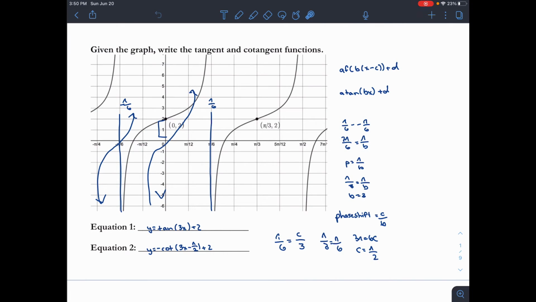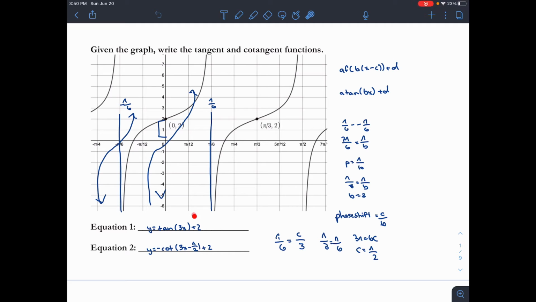And then the 2, what we did was that this is the y-intercept. So usually the parent function would, as you can see, have the y-intercept at 0, 0, but in here it's 0, 2.